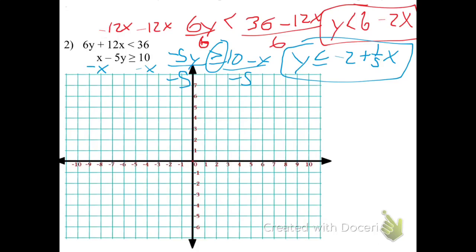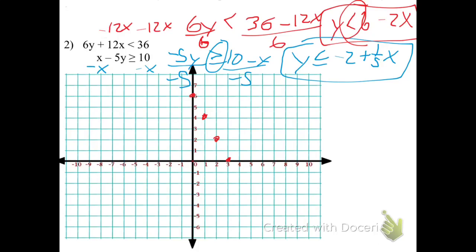Let's do the red one first on this graph here. It has a y-intercept of 6. So go to 6, put a dot there. It has a slope of -2. So go down 2 as you go right 1. Down 2 as you go right 1. Okay, now you know where your line's going to go.